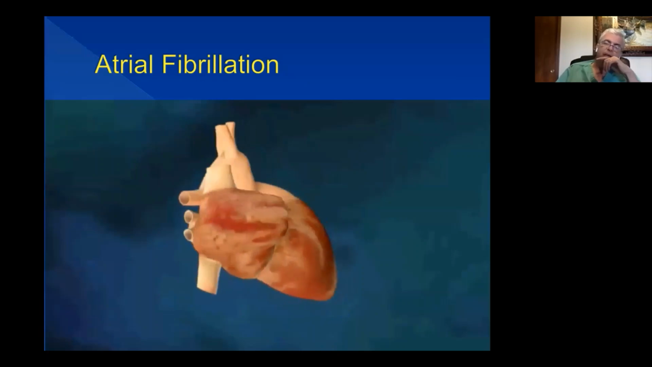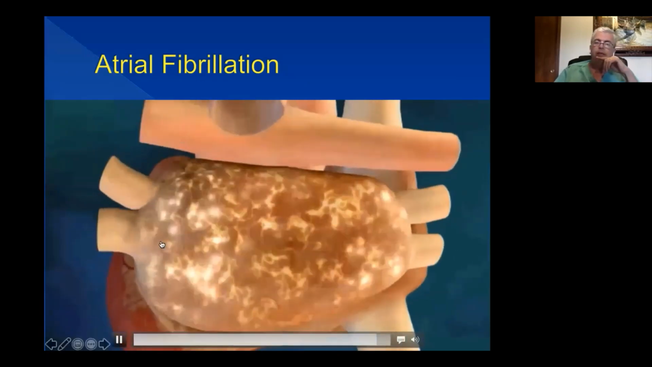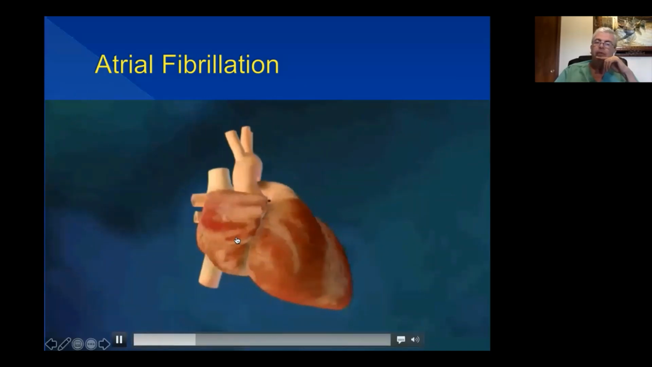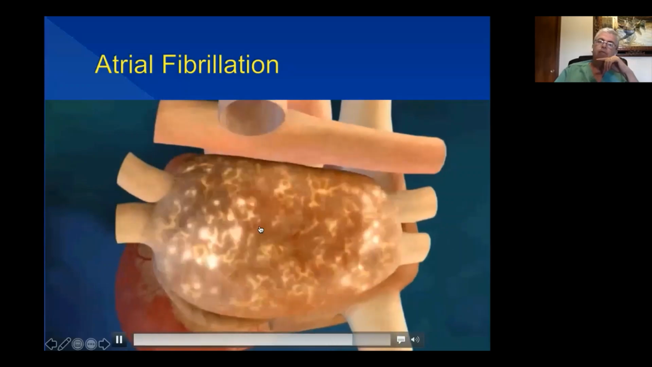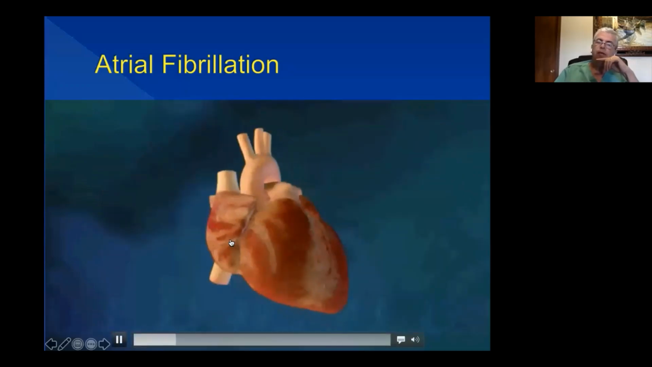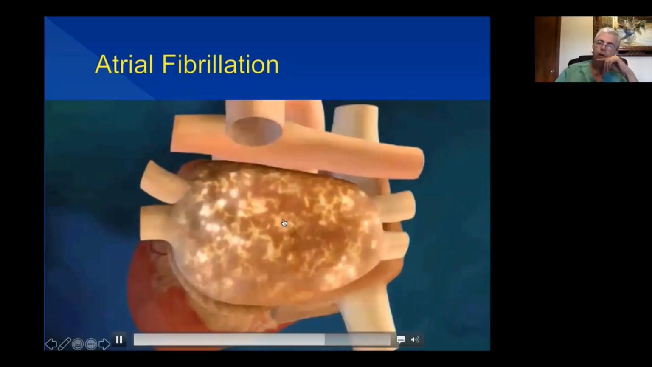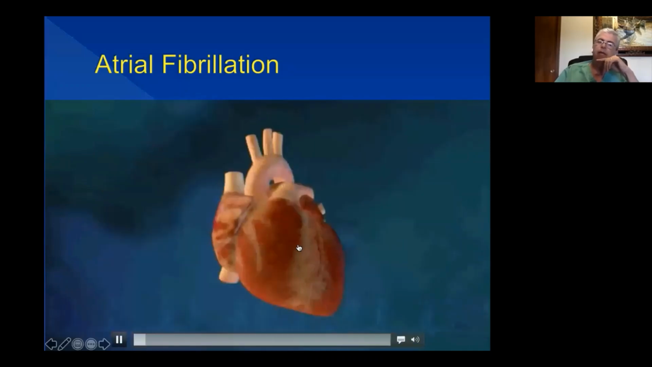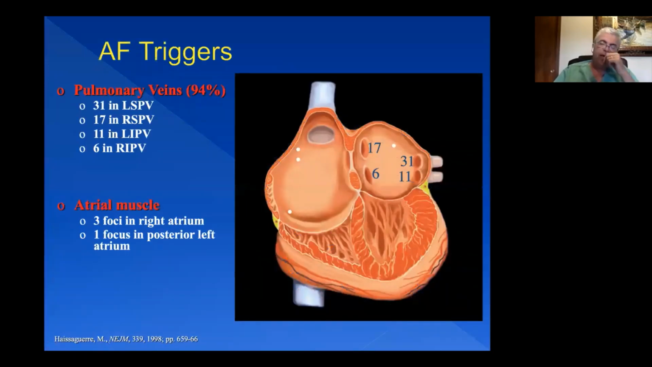Atrial fibrillation, again, in this representation, is a problem mainly of the left atrium. Atrial fibrillation happens in both the right atrium and left atrium. But from a therapeutic standpoint and mechanistic standpoint, most of the triggers are in the left atrium, and the treatment mainly involves ablation in the left atrium. How did that come about?